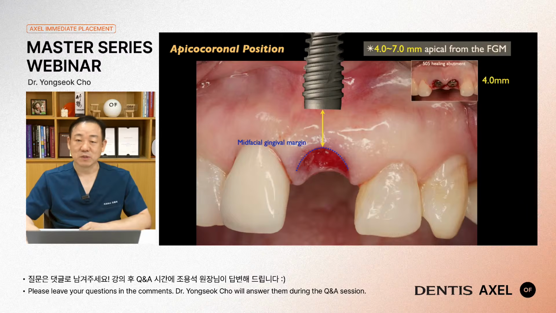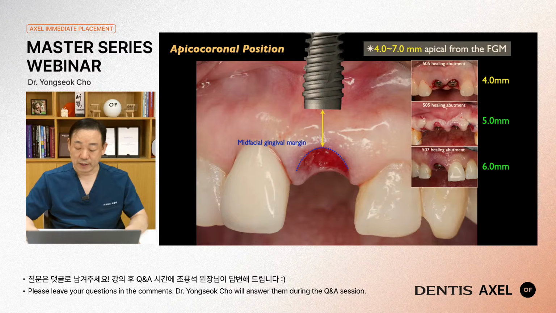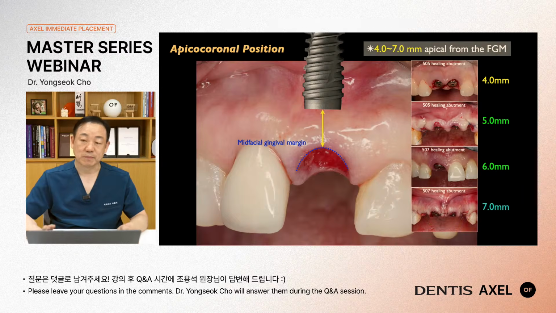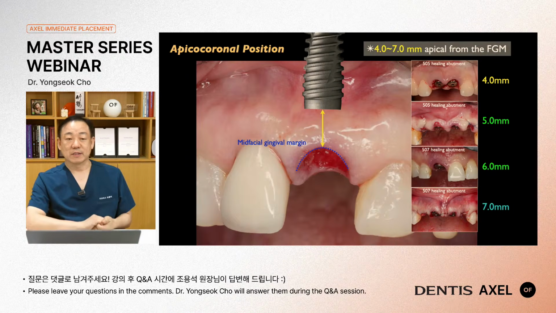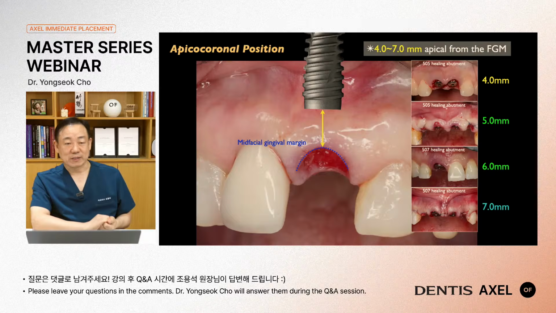This is 4 millimeter deep. I connected 5 millimeter healing abutment, and it is 5 millimeter deep, 6 millimeter deep, and 7 millimeter deep position. In the past, I recommended about 4 millimeter deep from the mid-facial gingival margin. Now I changed my mind. Generally, I prefer 5 or 6 millimeter deep. Sometimes even 7 millimeter deep from the facial gingival margin.